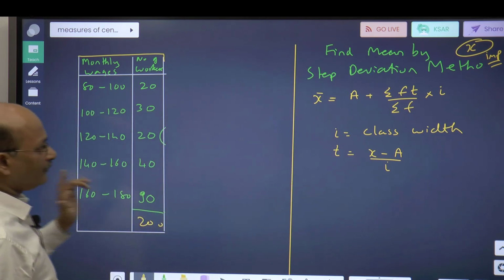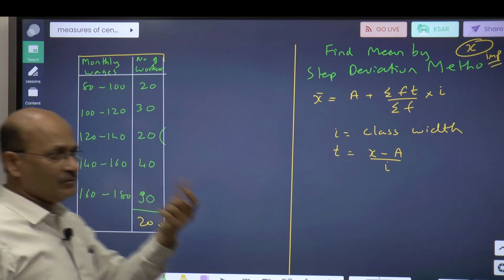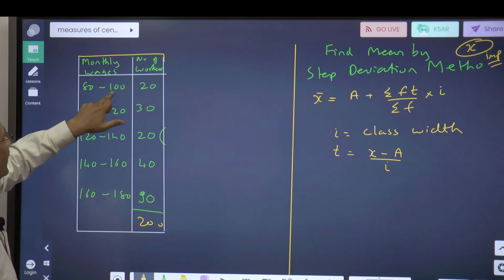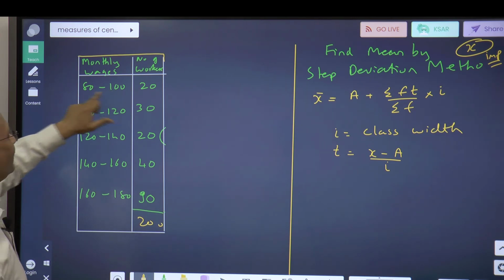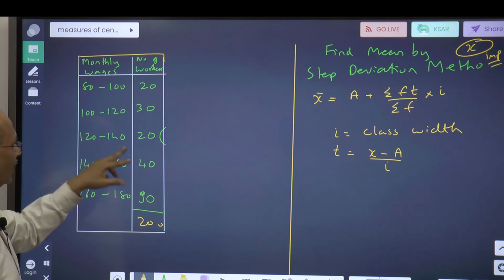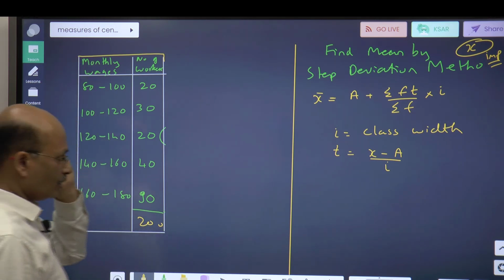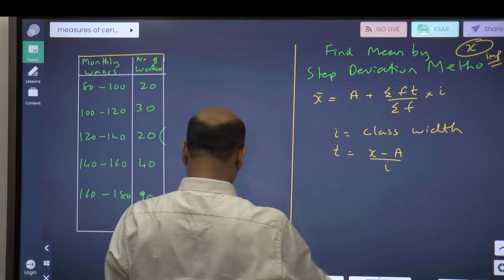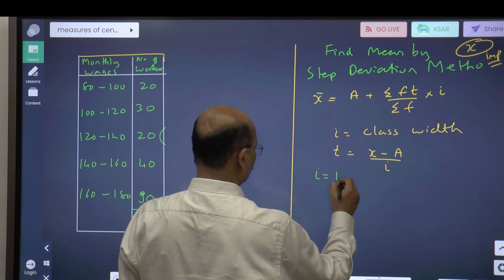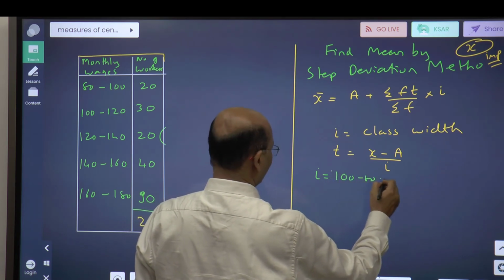First thing, identify what is i. i is class width. Class width means how thick the class is. How I find the class width is upper limit minus lower limit. 100 minus 80 is 20. 120 minus 100 is 20. So in 99 and 100% of sums you will have the same class width. So I can say from here, i is equal to, for any class you take, 100 minus 80 is equal to 20.